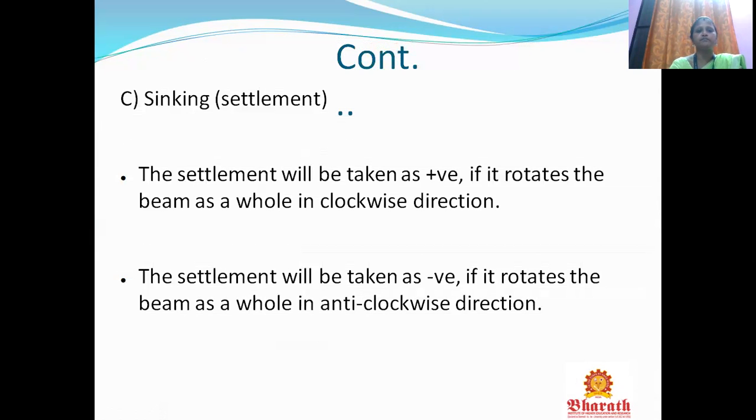Next we are going to see sinking settlement. The settlement will be taken as positive if it rotates the beam as a whole in the clockwise direction. The settlement is taken as negative if it rotates the beam as a whole in the anti-clockwise direction.